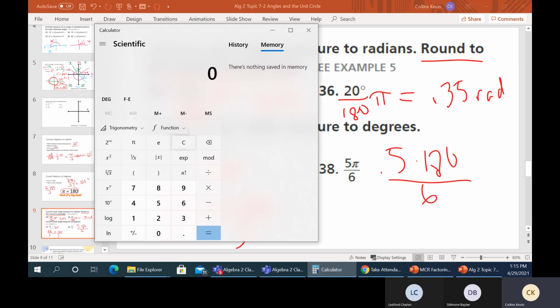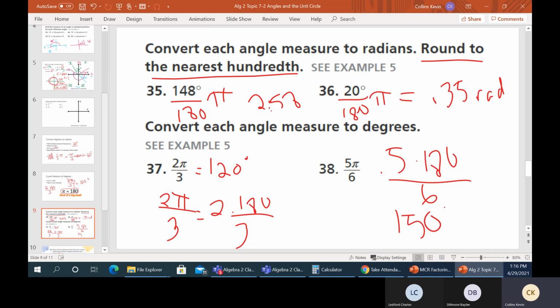So we go clear it out. We go 5 times 180, looks like 900. Divide that by 6. So our answer is 150 degrees. It's just that easy. Pi just becomes 180, and then use your calculator. Questions? No thanks. I like it.